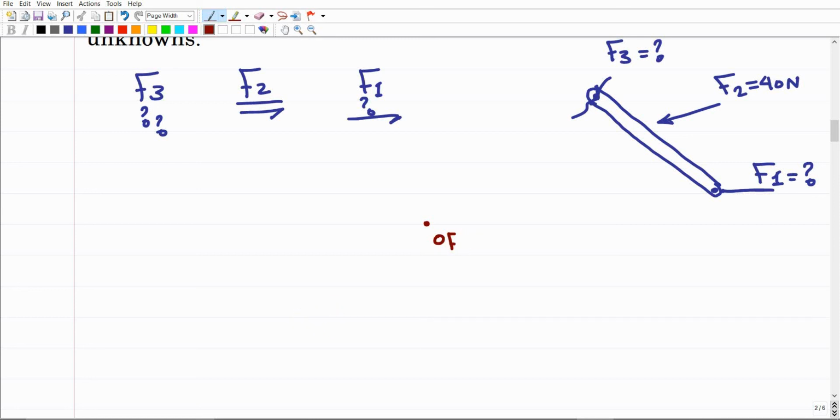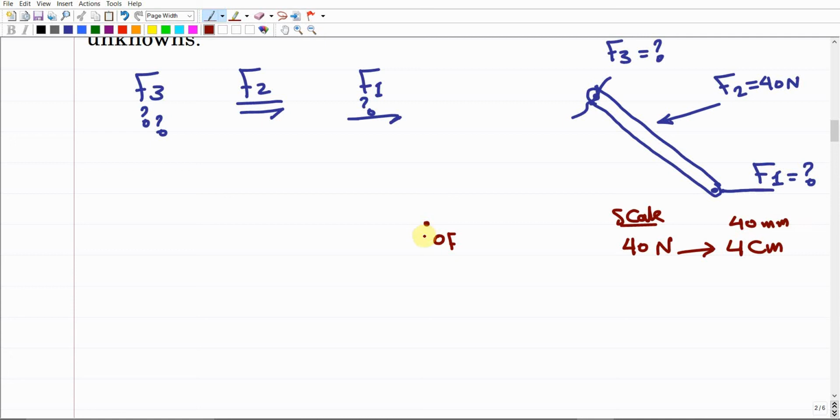Then your objective is just to start with the force vector that is already fully defined, which is this one, F2. It is already fully defined, and we are pretty sure its direction is already given. So your objective is just to pick a suitable scale for this 40 Newton. Let us assume that the 40 Newton, I'm gonna draw like 4 centimeters, or like 40 millimeters, it's up to you.